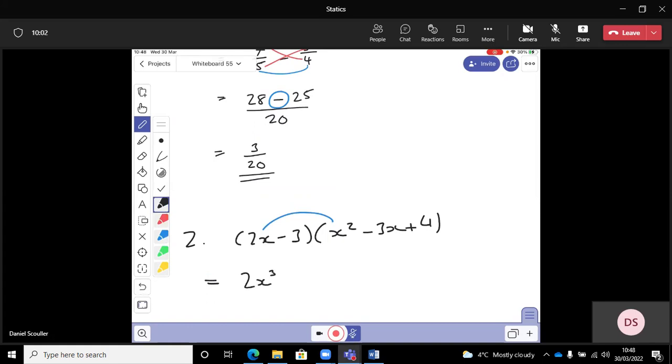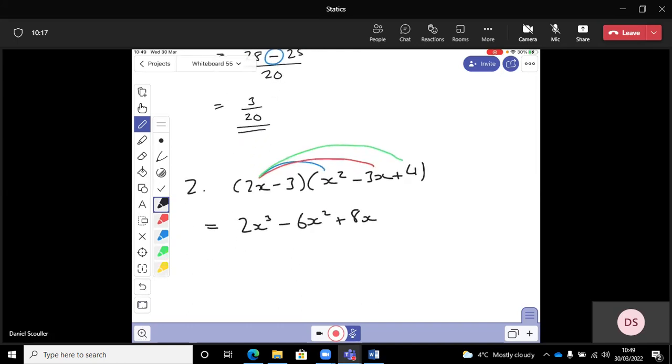2x cubed minus 6x squared plus 8x. Okay, watch that symbol. Then we've got minus 3x squared, minus 3 times minus 3 gives us plus 9x, and then minus 3 times 4 is minus 12. And then it's just a case of tidying up.